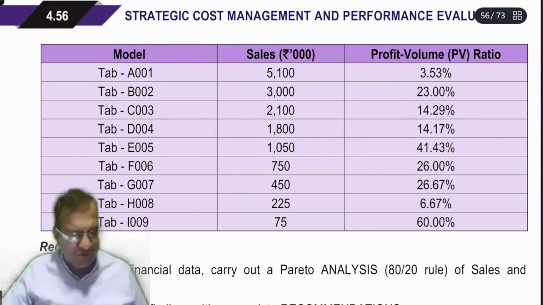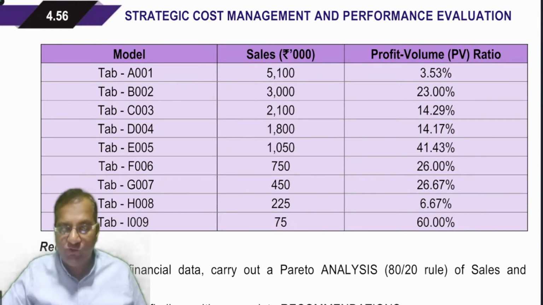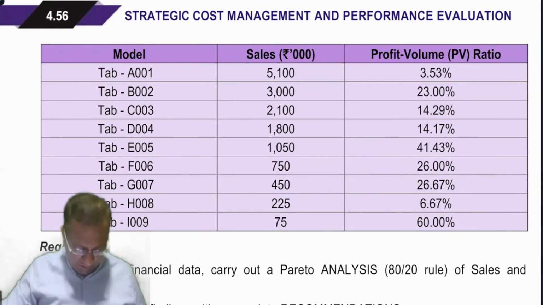Okay, beta. So the question is very simple. The name of the company is Generation 2050. They have a total of 9 tablet smartphones, and you have been given the previous year financial data, and you have been asked to carry out a Pareto analysis, that is the 80-20 rule, of sales and contribution.